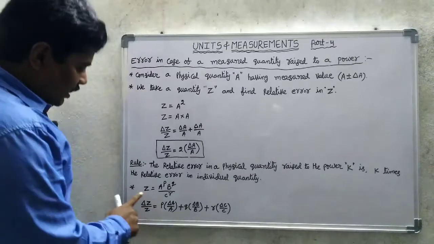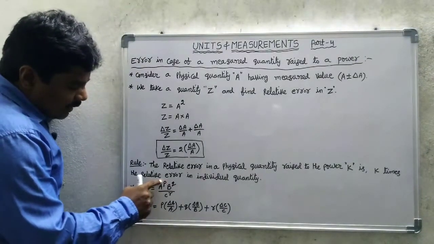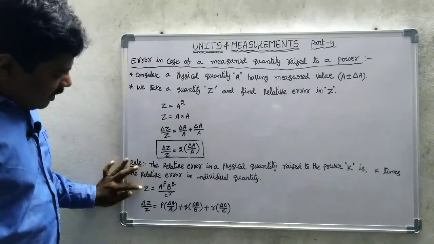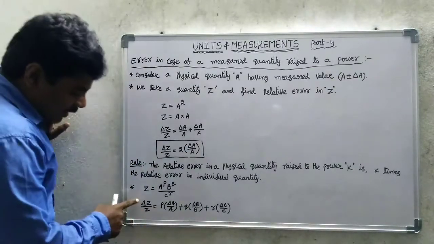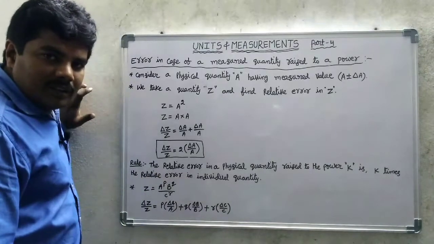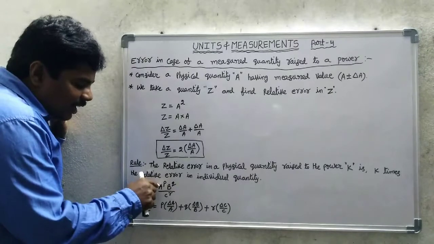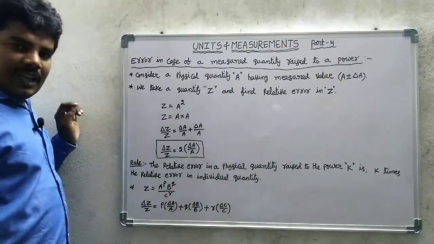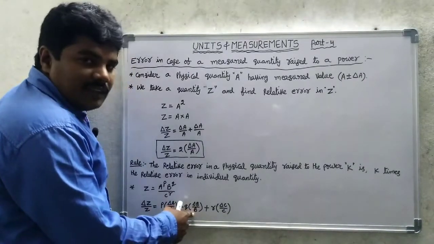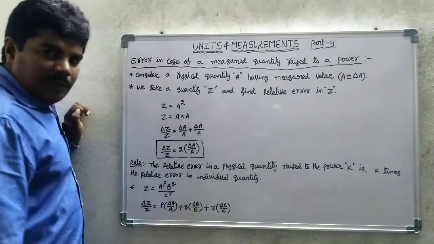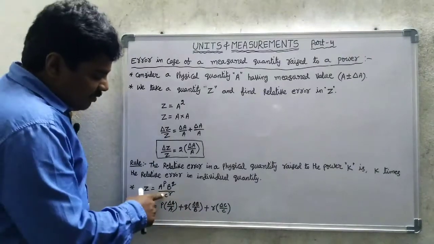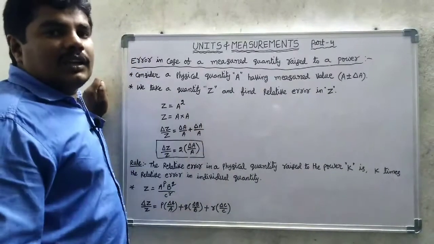To understand this clearly, we take a physical quantity Z is equal to A power P, B power Q by C power R. Then we have to write the relative error in Z. So the relative error in Z, delta Z by Z is equal to, here the physical quantity A is raised to the power P. So that is equal to P times the relative error in that quantity, so P into delta A by A. Here this physical quantity is raised to the power Q. So that can be written as Q times the relative error in that quantity, so Q into delta B by B. Here this C power R, this physical quantity raised to the power R, can be written as R times the relative error in that quantity.